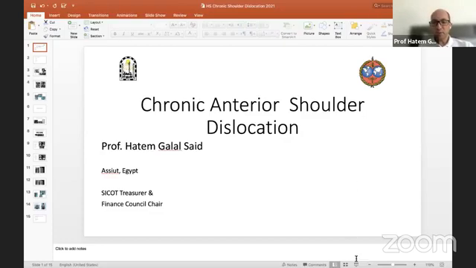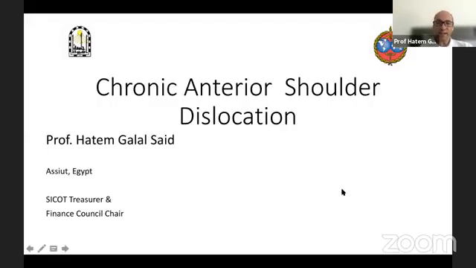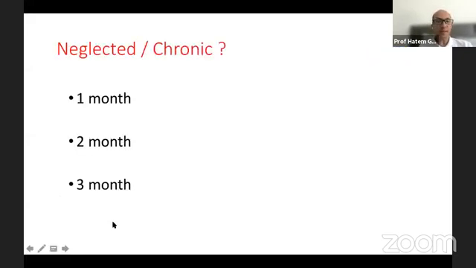I wanted to present just a case, it's not a lecture, about a case of chronic anterior shoulder dislocation. Sometimes this is called chronic dislocation, sometimes it's called neglected shoulder dislocation. Both names are available, so I wanted to share with you my experience.